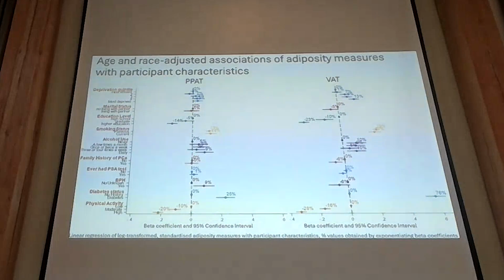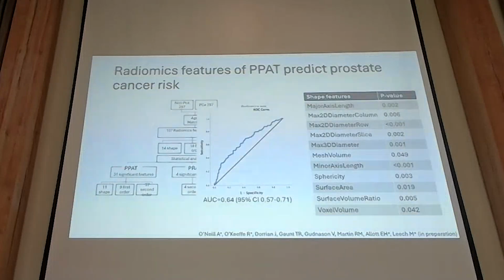And I suppose one difference that we see between these two graphs is that men with a history of BPH, or benign prostatic hyperplasia, had a 9% greater volume of PPAT. And we thought, well, maybe PPAT could have a role in non-cancer prostate conditions too. And indeed, we know from some in vitro investigations with co-culture of PPAT explants with cells that it promotes proliferation.